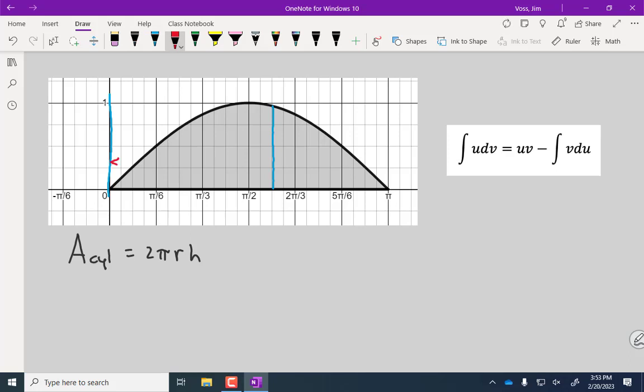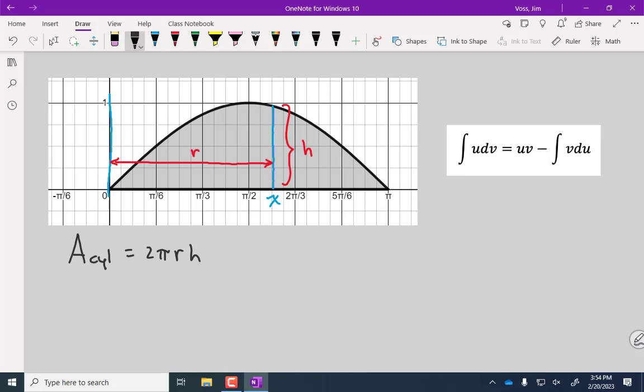The radius is the distance from the axis of rotation over to this random element that we're putting at a random x. There is the radius of the cylinder that's going to be created by rotating that element around the y-axis. The height is the height of the element. There's the height. So there is our cylinder.